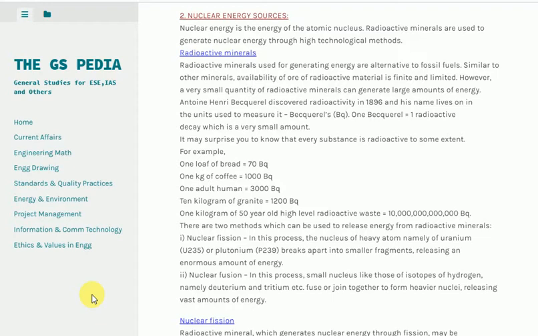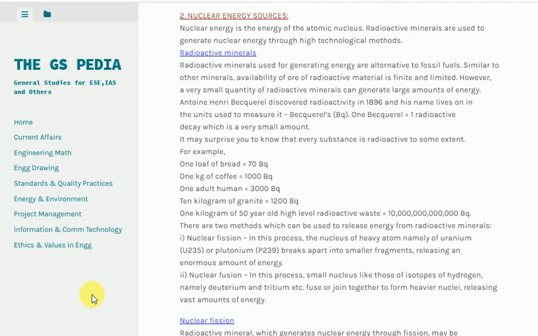Similar to other minerals, the availability of ore of radioactive material is finite and limited. However, a very small quantity of radioactive minerals can generate large amounts of energy. Antoine-Henri Becquerel discovered radioactivity in 1896 and his name lives on in the units used to measure it. Becquerel's Bq: 1 becquerel equals 1 radioactive decay, which is a very small amount.